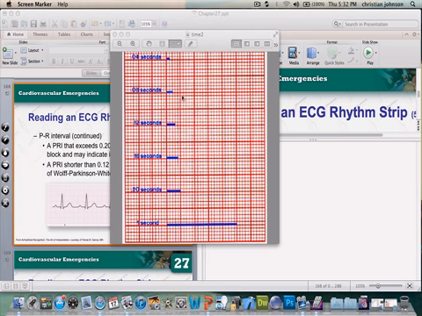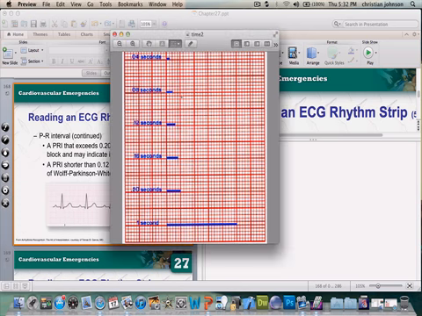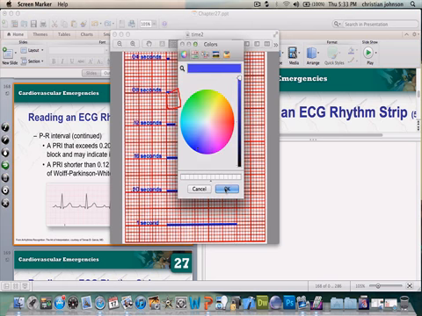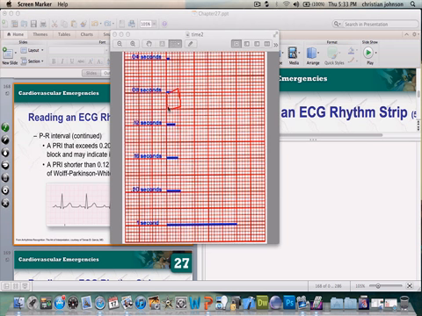So we have big boxes, and we have little boxes. Right there, that's a big box. I'll change the color there so we can get a little difference. This big box equals 0.20 seconds. Why? Because each one of these little tiny boxes, 1 square millimeter, equals 0.04 seconds in time. One of those little boxes there. So 5 of those boxes would be 0.20.